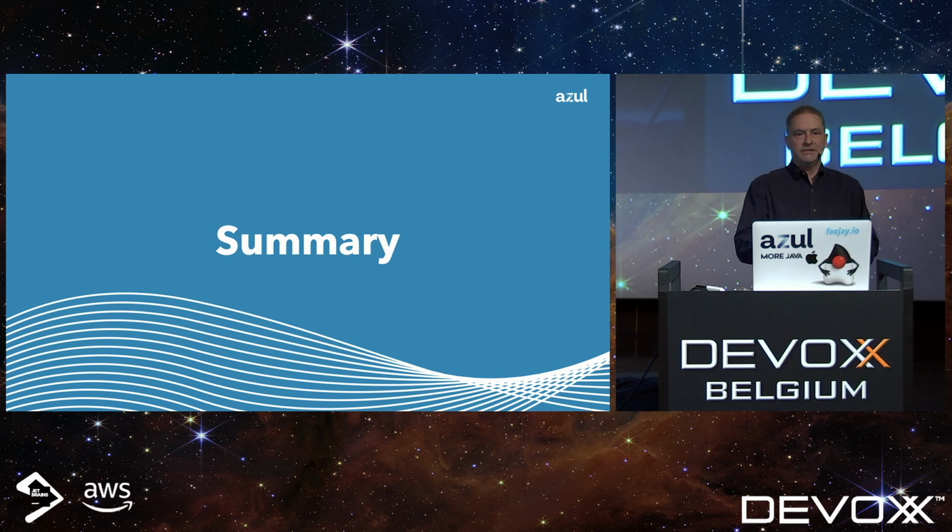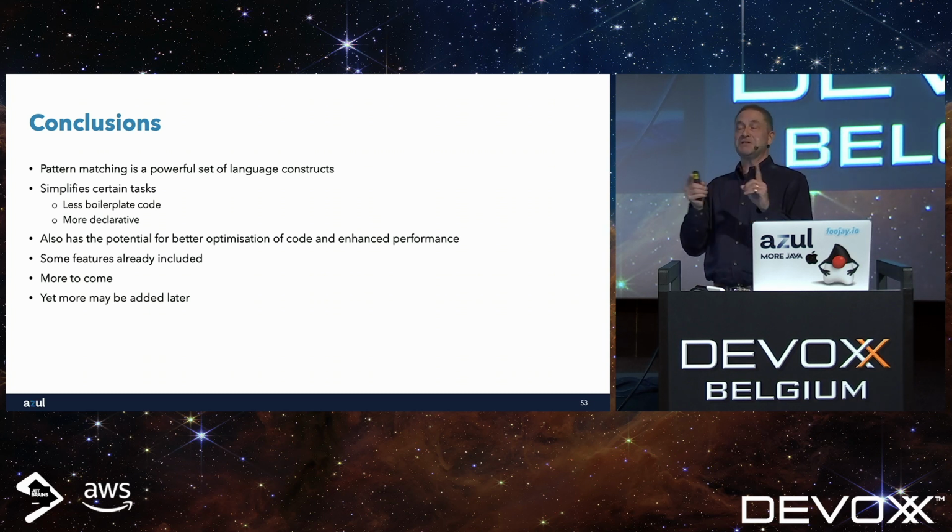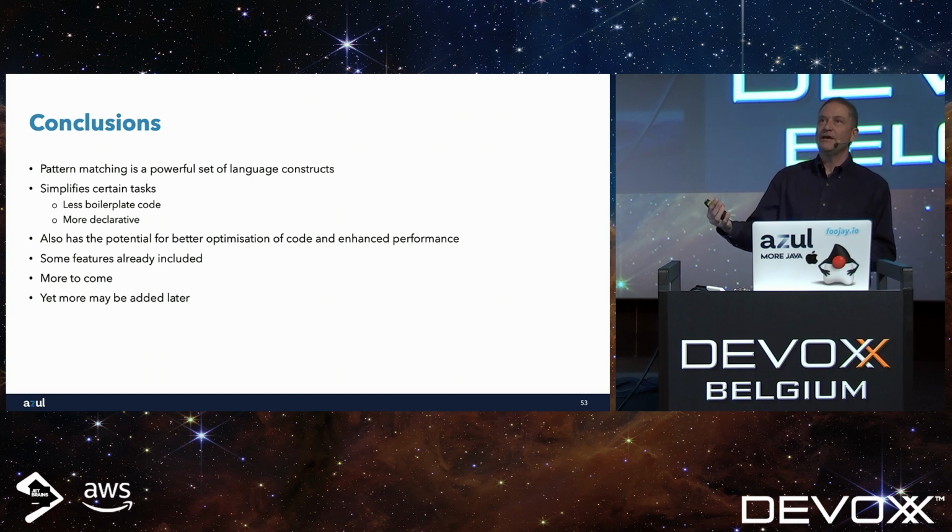So to summarize then, pattern matching is a powerful set of language constructs. And I think it's fair to say that it simplifies some tasks. Some tasks you can make look very ugly and more complicated than they need to be. But if you use it wisely, then you can reduce the amount of boilerplate code in the way a lot of these things work. It is more declarative in the way that it works as well.